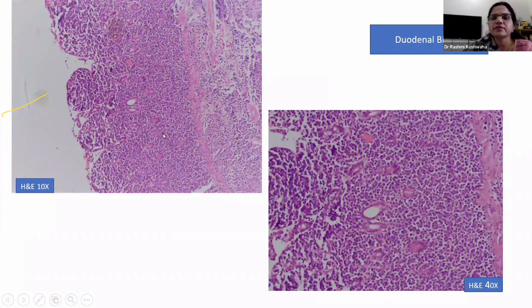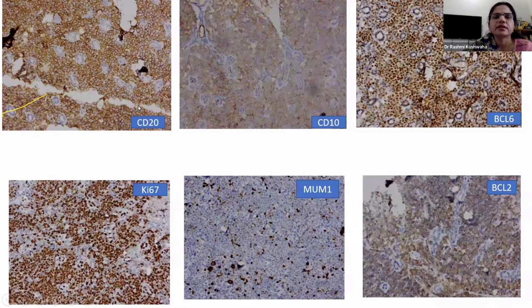This is the biopsy from the duodenal junction, the mass present there. We can see the ulcerated mucosa and diffuse infiltration by the lymphoid cells here. We proceeded with the IHC on this. We can see the cells are brightly positive for CD20 and CD10. BCL6 is very bright positive here in more than 90% of the cells. The Ki67 is very high, around 90%. MUM1 is being expressed by around 30% of cells, I can say. And BCL2 is expressed by almost 90% of cells.